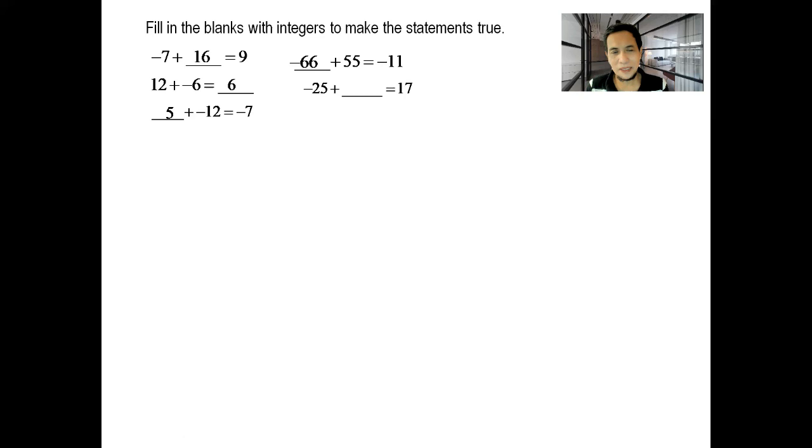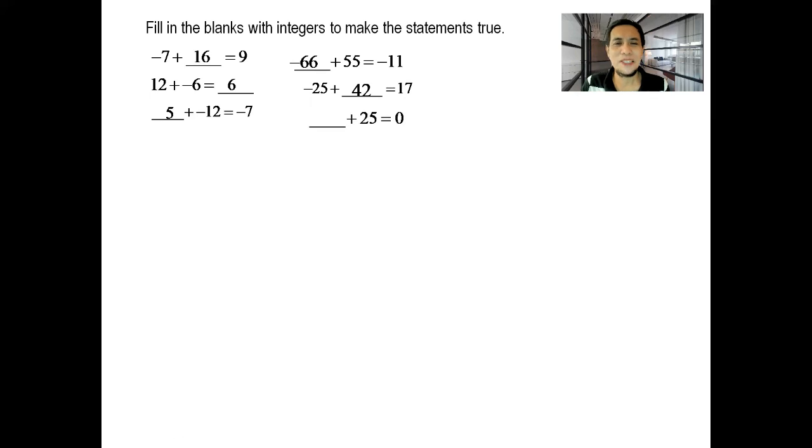Negative 25 plus blank is equal to 17. What do you think is the answer? Negative 25 plus blank equals 17. The answer is 42. Okay, let's go to the next.